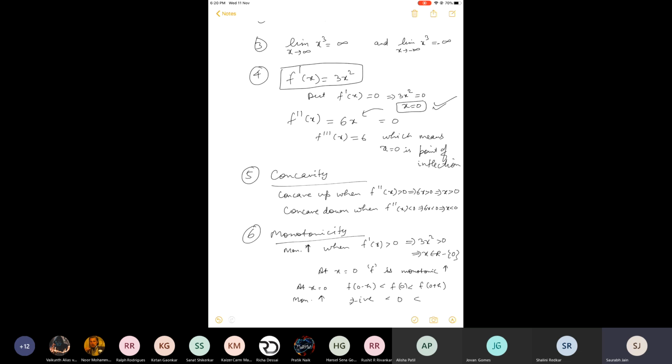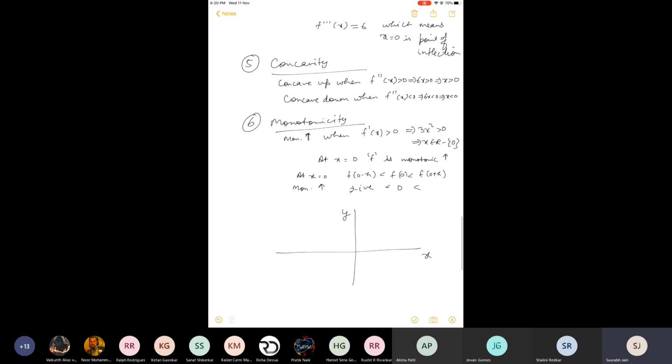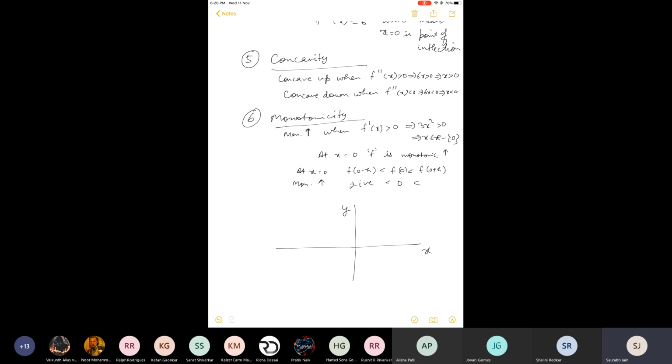Let us combine all these points. Now we have to draw the graph. Gone are those days when we used to write some points and join them with a scale. That we used to do for straight lines. These are not linear curves. You cannot just arbitrarily join some points and say this is the graph. You have to follow these steps.